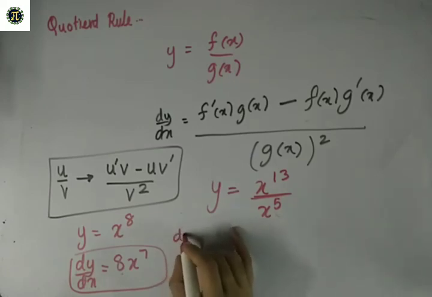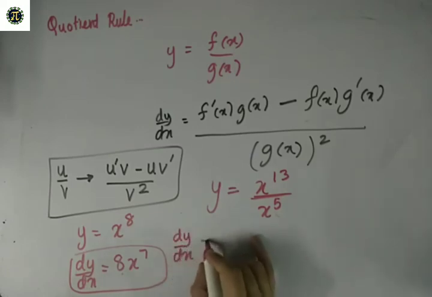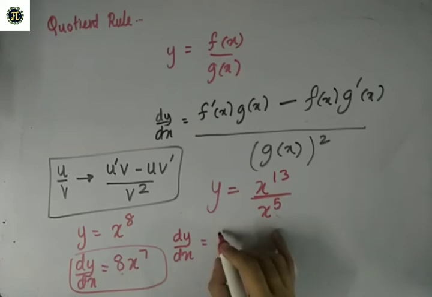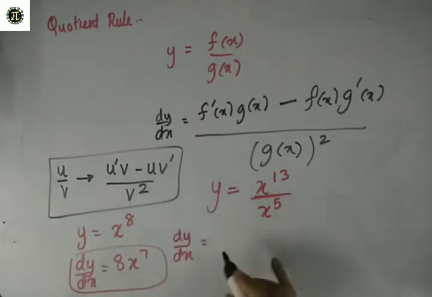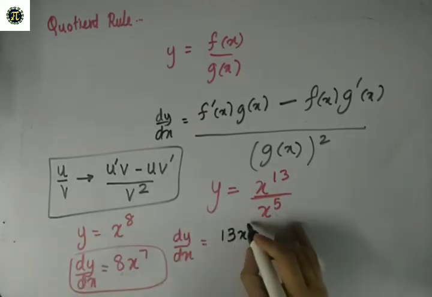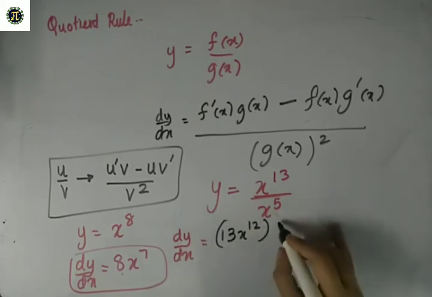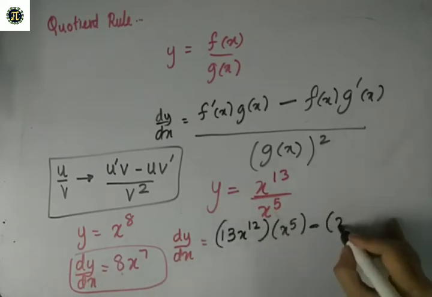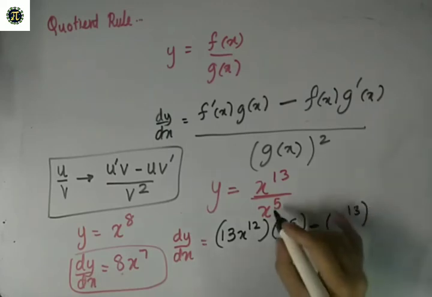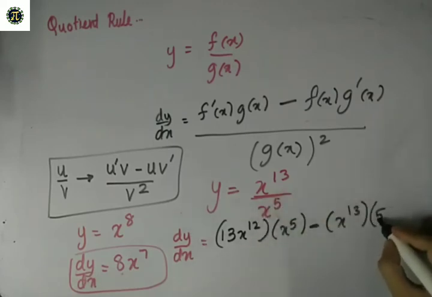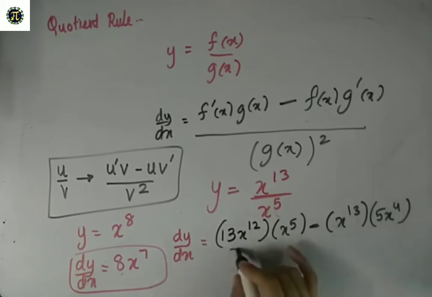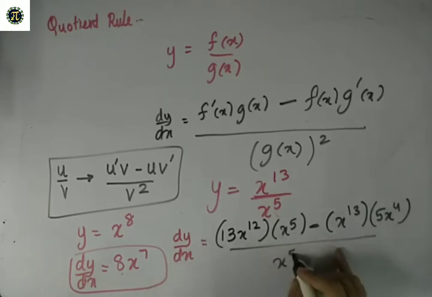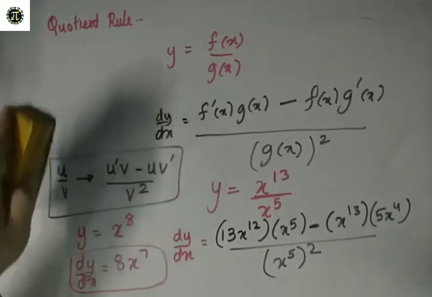And dy by dx I get as first function's differentiation. So let me write it a little directly. 13x to the power 12. Second function remains same, x5. Negative sign in between. x13 remains same. And x to the power 5's differentiation is 5x4, divided by x5, which is the denominator, whole square. Correct.